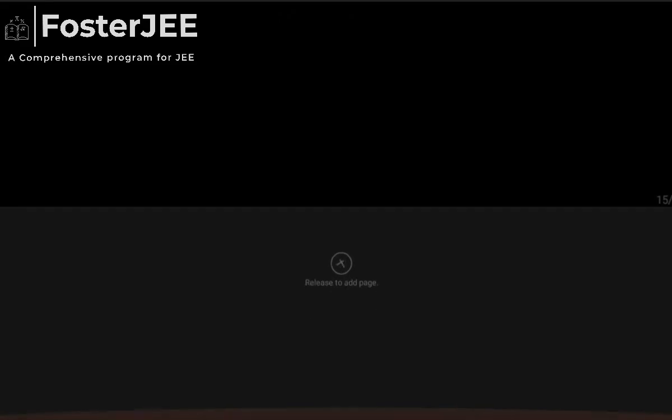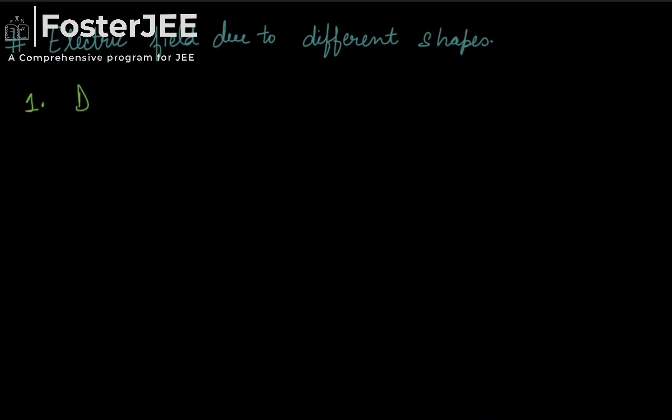Now we will move to our next topic, that is electric field due to different shapes. First is due to a point charge.